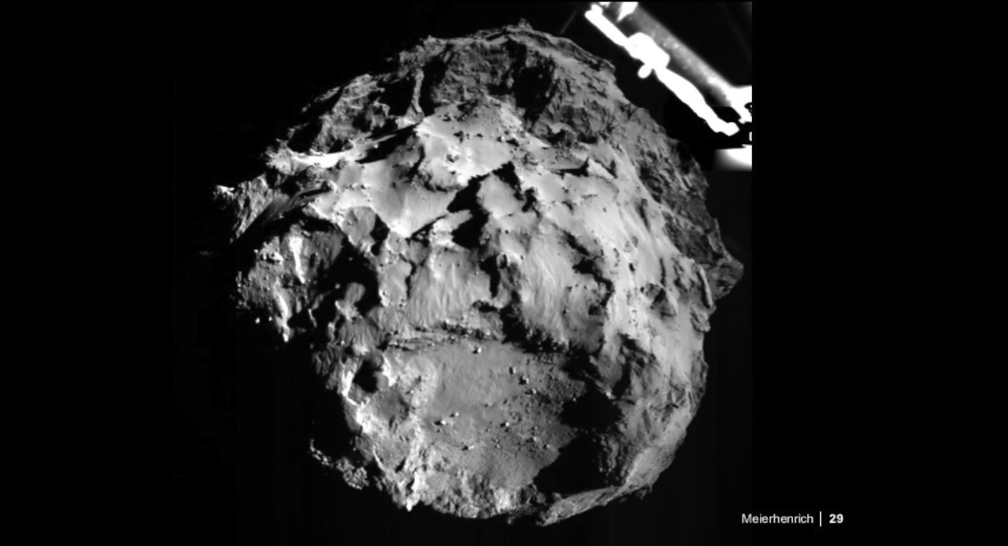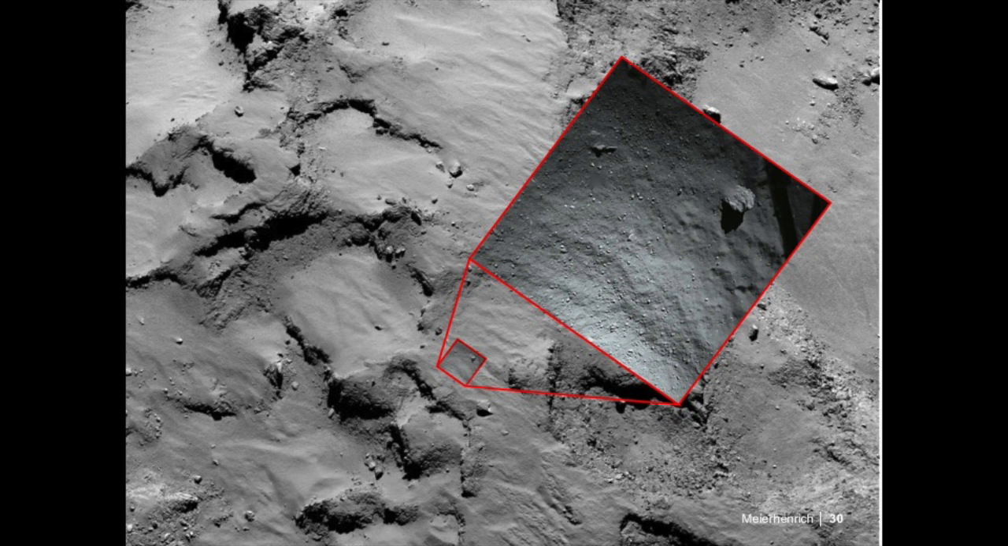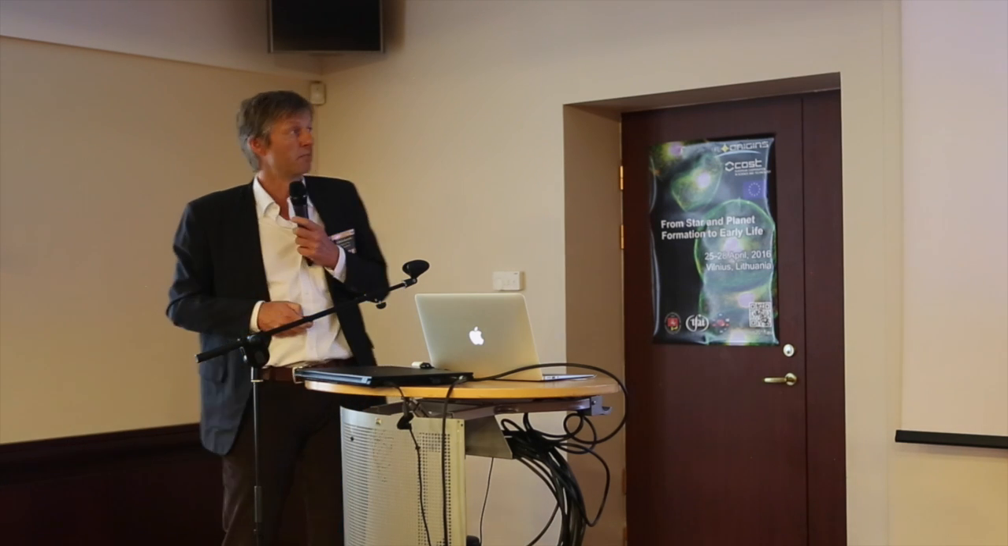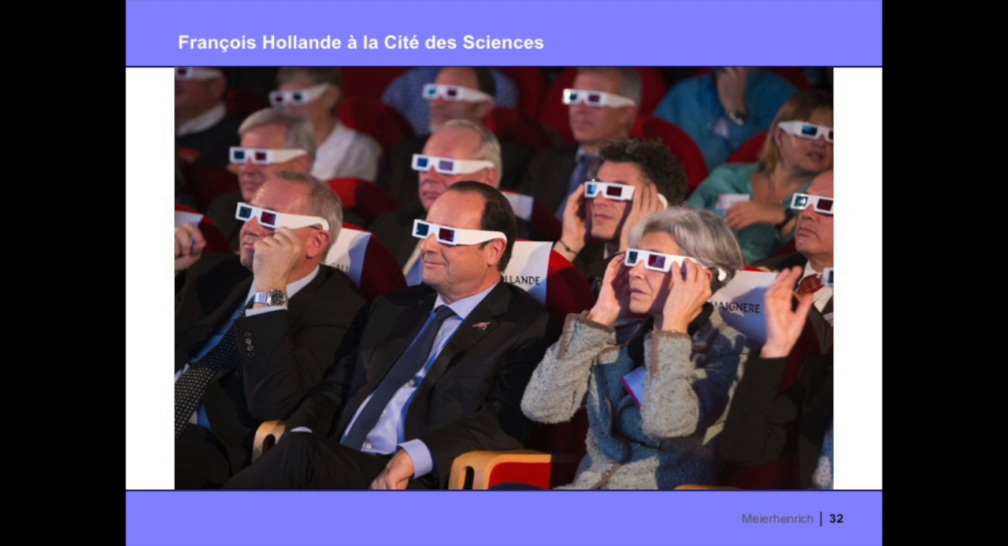Then an image taken from ROLIS camera. Here you see one of the feet of the Philae lander and the comet approaching directly prior to landing. This is an image from the ROLIS camera of the landing zone. The big image is taken from the Rosetta orbiter. Champagne was served in Cologne. François Hollande was at the Cité des Sciences in Paris.